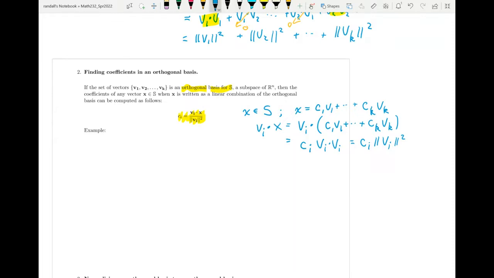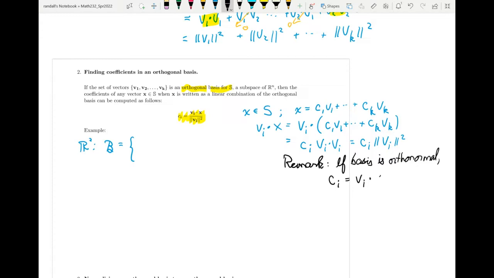So for example, let's consider this basis I had in R2. So a basis, an orthogonal basis, actually orthonormal basis. So I should make a remark here. If the basis is orthonormal, so that's a little bit more than orthogonal, then this formula is actually a little bit simpler because the norm of the vi is 1, so it's just simply vi dotted with x. Okay, so that's the formula in an orthonormal basis, even simpler. And that's what we have here in this example.